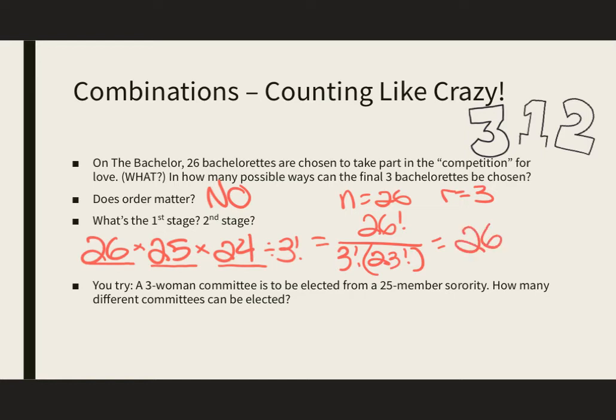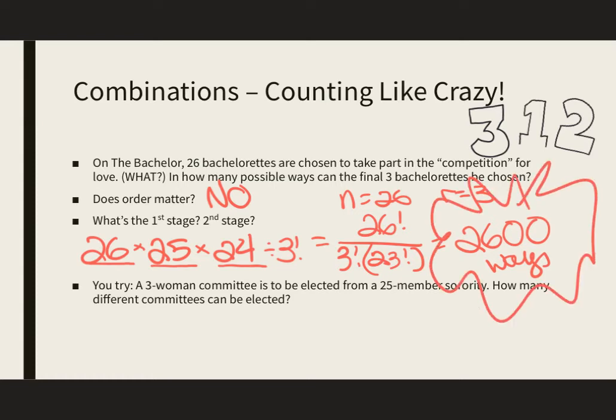The answer is 2,600 ways. Oh my goodness, that is so crazy. That is why this bachelor, his heart is wrangled at the end of this whole situation. Crazy, crazy, crazy counting. Oh my goodness. Okay, if you'd like to try this one at the bottom, you can do that. The answer will be on the next page.